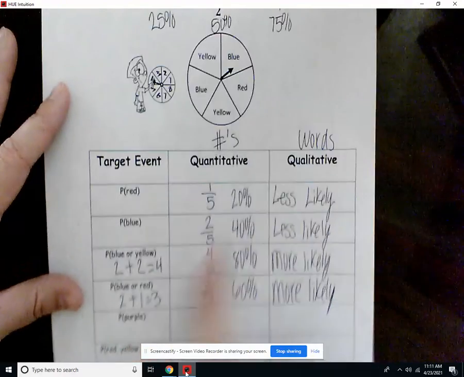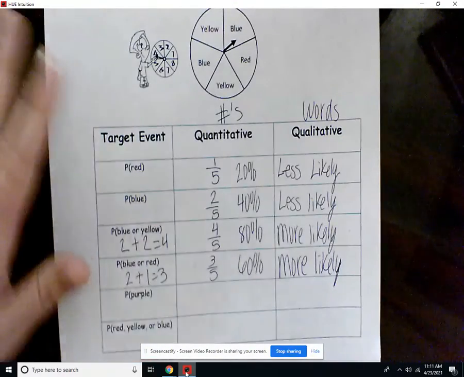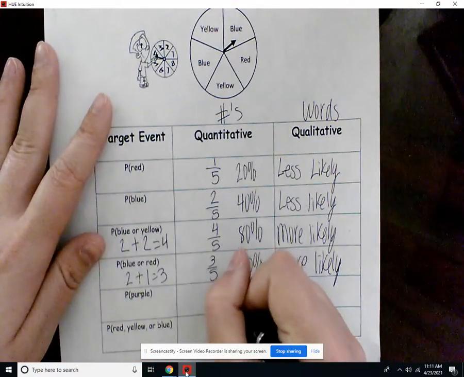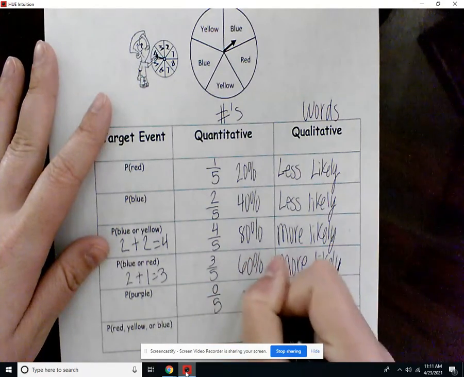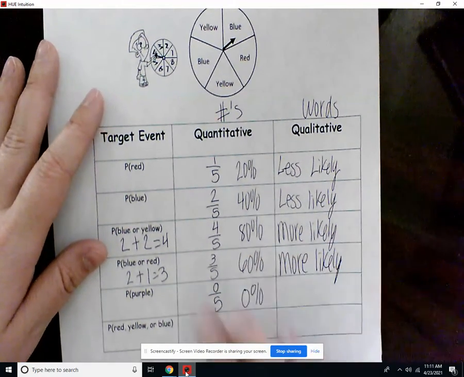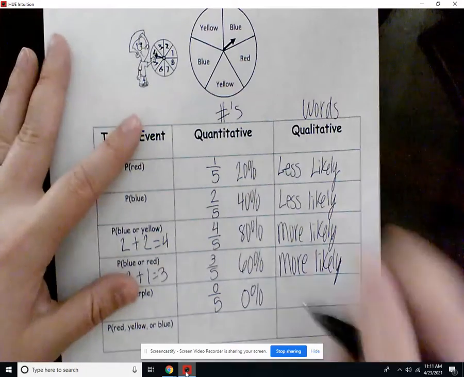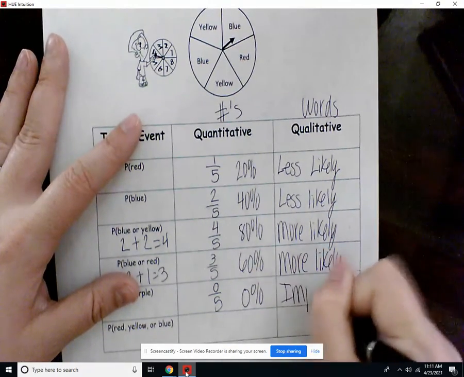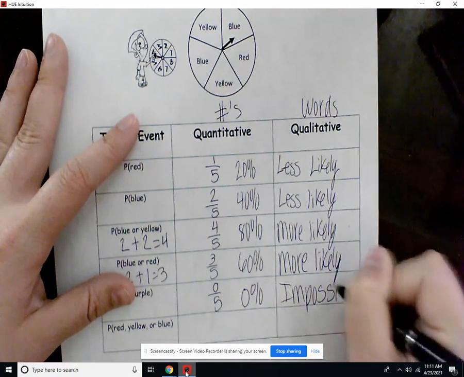Okay, P(purple), the probability of purple. Well, there is no purple, so the answer is 0 out of 5, which is 0%. And so since it's 0, that is impossible. It cannot happen because there is no purple listed.